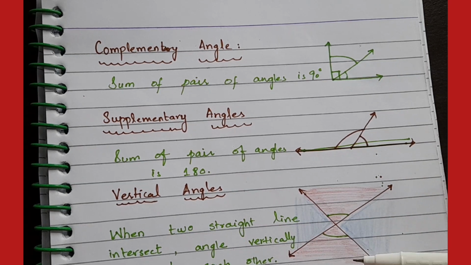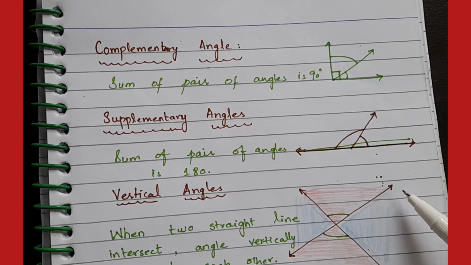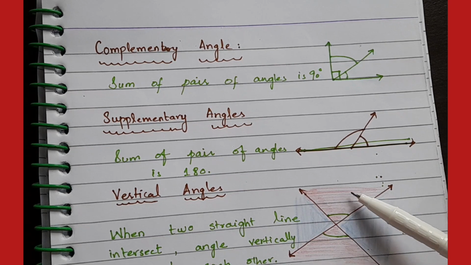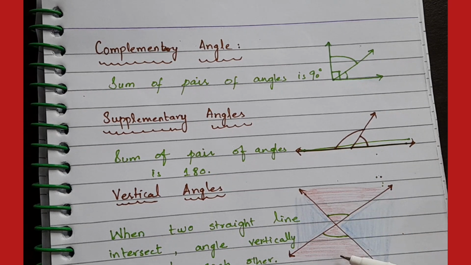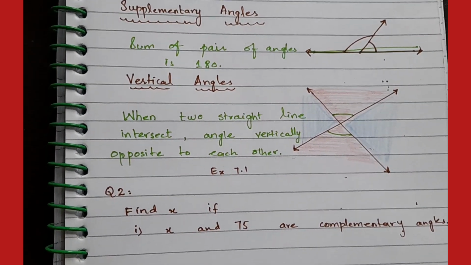And the third concept is vertical angles. What do we mean by vertical angles? Whenever two straight lines intersect with each other, they make vertical angles. The angles that are opposite to each other are called vertical angles. For example, we have shown this in the figure.